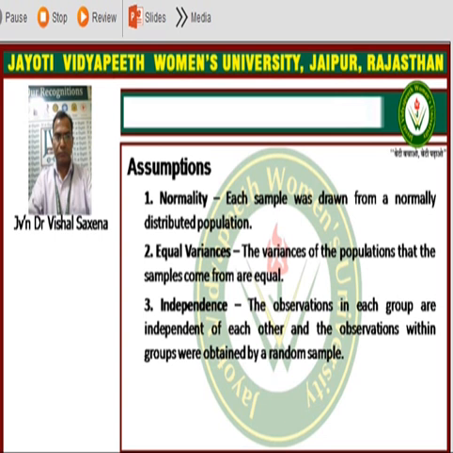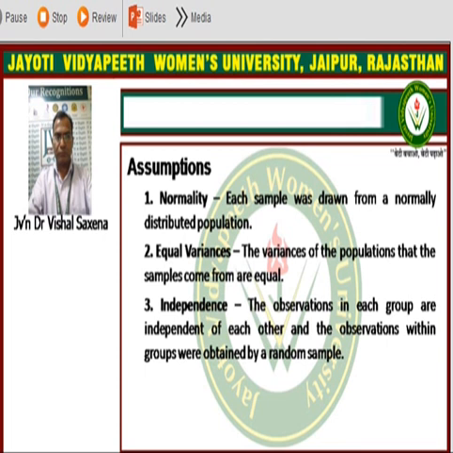The second point is equal variances. The variances of the populations that the samples come from are equal. It means the variances of the populations from which the samples have been drawn must be the same, must be equal.